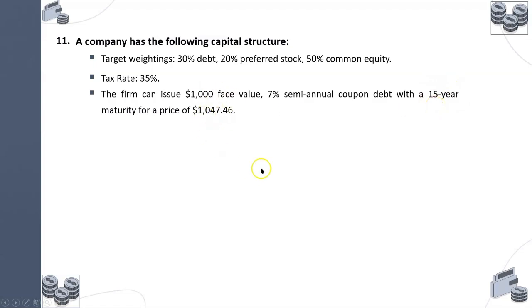So that will help calculate the rate at which the net present value of $1,047 paid today will be exactly $1,000 at the end of 15 years. So this is the IRR calculation. We'll see it in Excel.